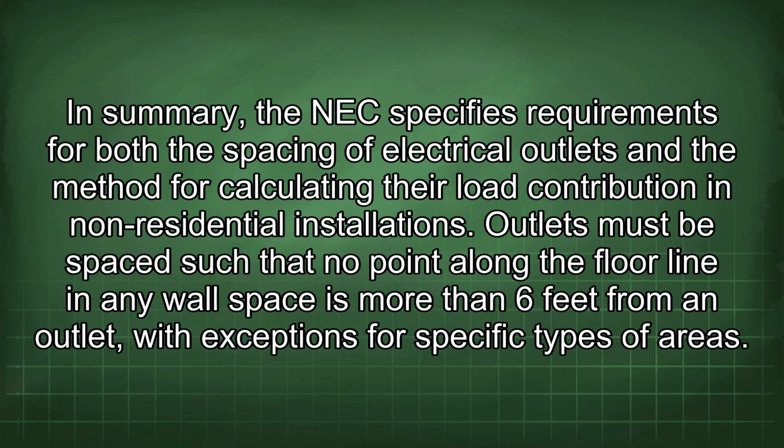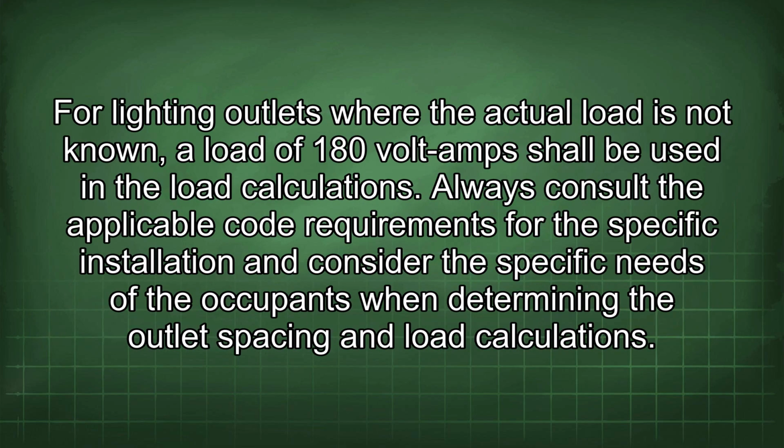In summary, the NEC specifies requirements for both the spacing of electrical outlets and the method for calculating their load contribution in non-residential installations. Outlets must be spaced such that no point along the floor line in any wall space is more than 6 feet from an outlet, with exceptions for specific types of areas. For lighting outlets where the actual load is not known, a load of 180 volt amps shall be used in the load calculations. Always consult the applicable code requirements for the specific installation and consider the specific needs of the occupants when determining the outlet spacing and load calculations.